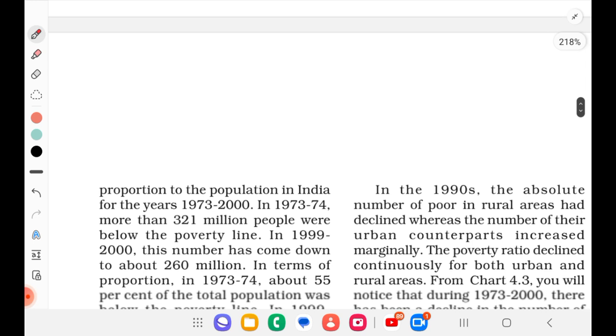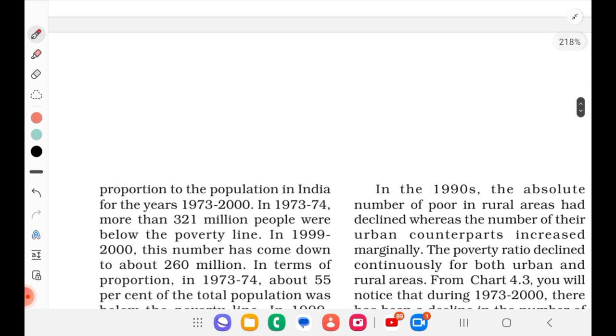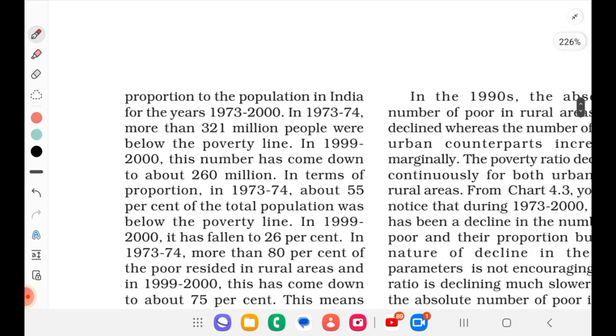Proportion to the population in India for the years 1973 to 2000. In 1973-74, more than 321 million people were below the poverty line. In 1999-2000, the number has come down to about 260 million. In terms of proportion, in 1973-74, about 55% of the total population was below the poverty line. In 1999-2000, it has fallen to 26%.